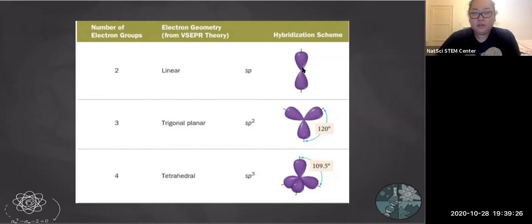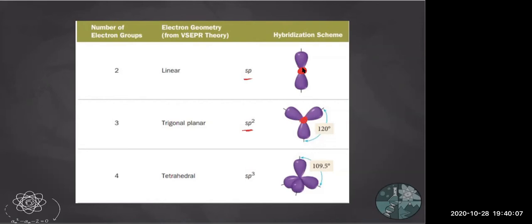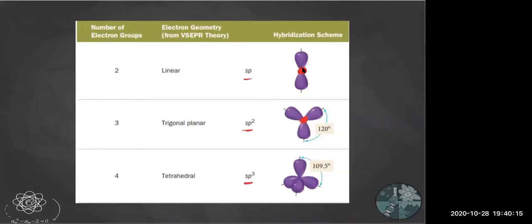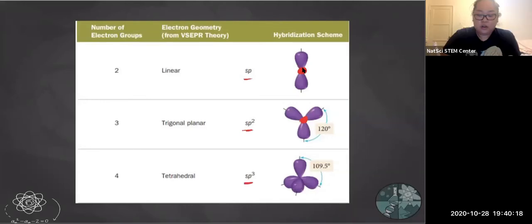So when there are two electron groups, it would be considered linear. So this is an sp group. This is an sp2 group, and they're typically associated with an electron geometry of trigonal planar, where you have 3 electron groups. So there's 3 bonds, and then there's 4 bonds, tetrahedral, which is an sp3. So just recall that these are associated with the number of electron groups.